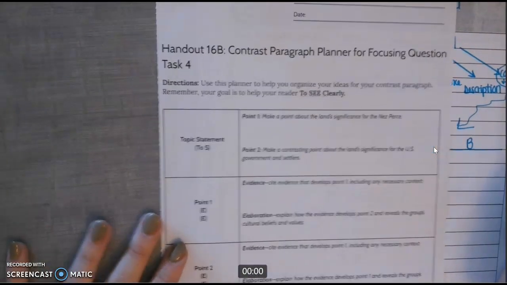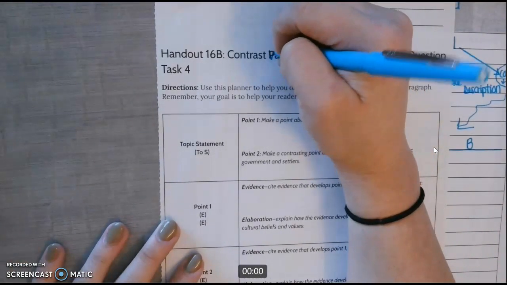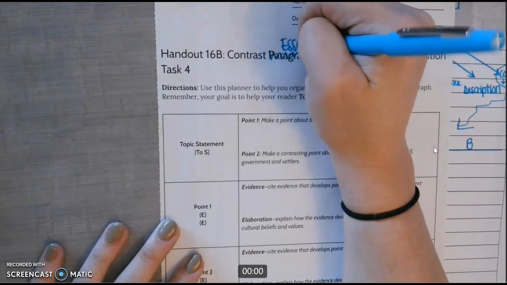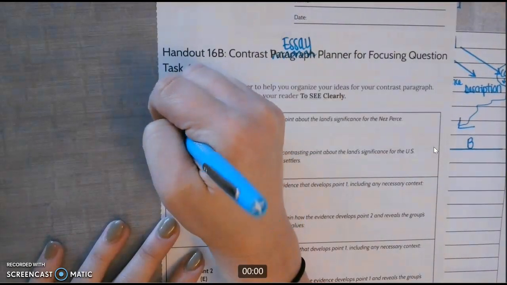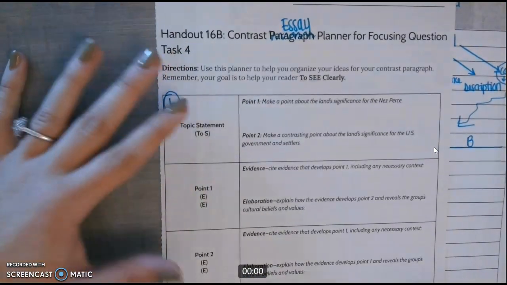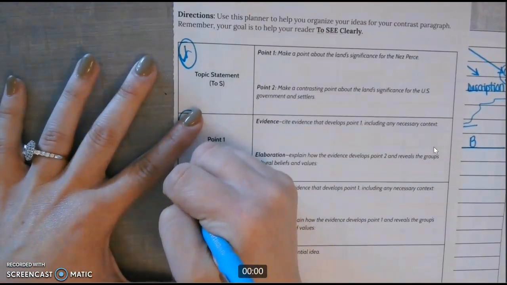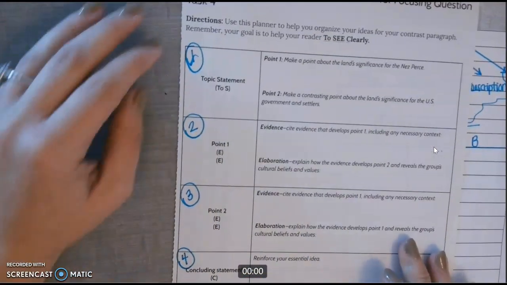So let's take a look at this for a second. We're going to change some words, so follow along with me. This is going to be a compare and contrast essay, not just a paragraph. We're going to write a whole essay. This first box is going to be our first paragraph. This is going to be our second paragraph, our third paragraph, and our fourth paragraph.